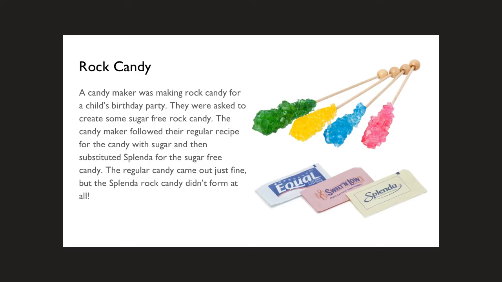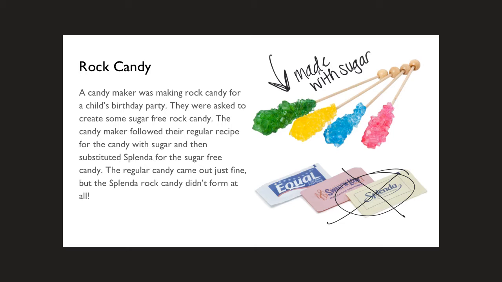So you can see here in this picture, you have regular rock candy and it's formed, and so that is the stuff that's made with sugar. So it formed just fine and it made rock candy. But then when the candy maker used Splenda, it did not form. So it did not turn out the way that the regular did. So that's the first phenomena.